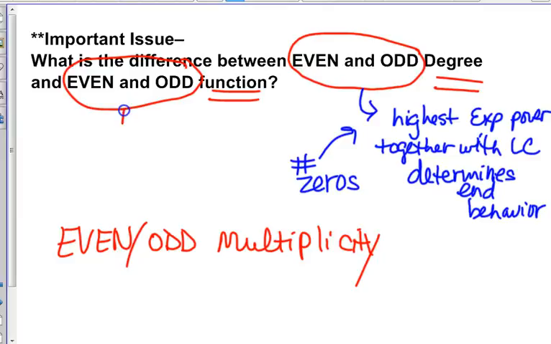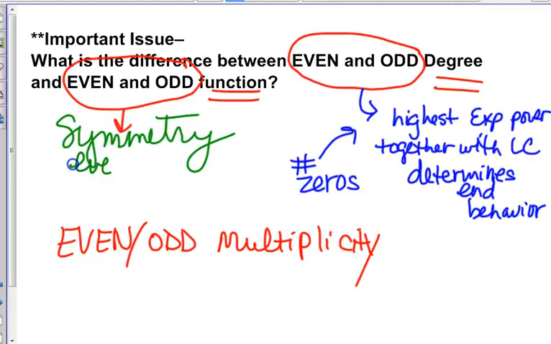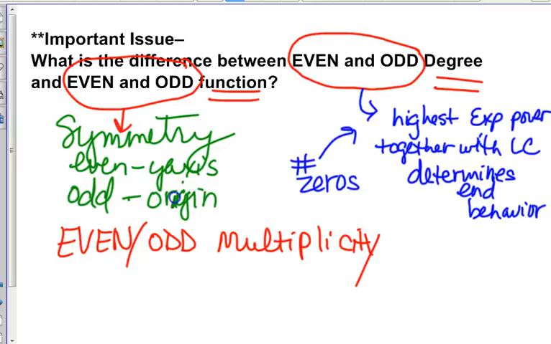Even and odd function, what was that all about? Symmetry, yes, somebody said it. And even meant what? Y-axis symmetry. It did mean all the exponents of the polynomial would be even. But it meant the graph would have y-axis symmetry. Odd meant it would have origin symmetry. Remember, x-axis meant it wasn't even a function. All right. Even and odd multiplicity has to do with when you have a factored polynomial.